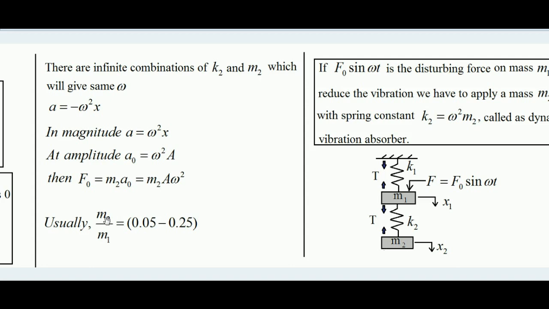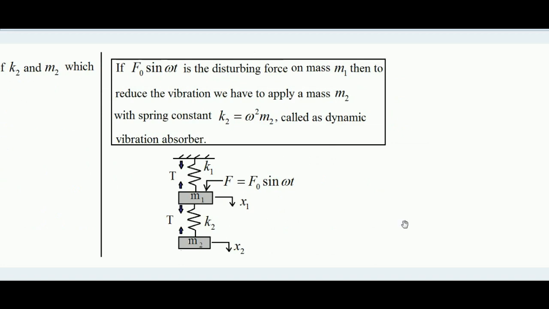So usually the ratio, to find out how much mass we have to keep, is kept in the range 0.05 to 0.25. It depends upon m1, the mass on which the disturbing force is applied. Once we have the information of m1, you can choose any number between these two and fix m2. Once you fix m2, k2 is automatically fixed, because we have to make this mass vibrate with this omega. So omega equals root k2 by m2. Once we fix m2, k2 is fixed, and this way we can calculate the spring constant of the second spring to isolate the vibrations developing on m1.